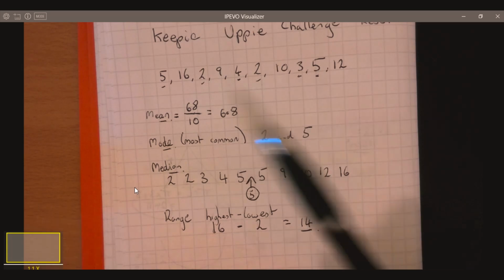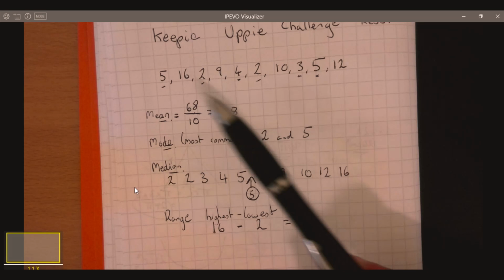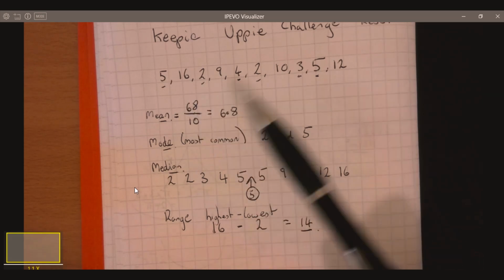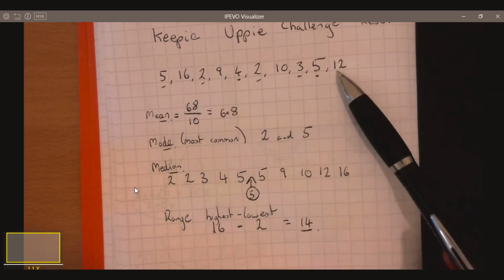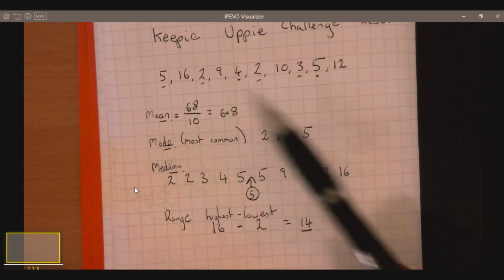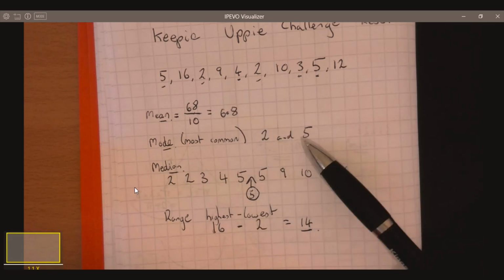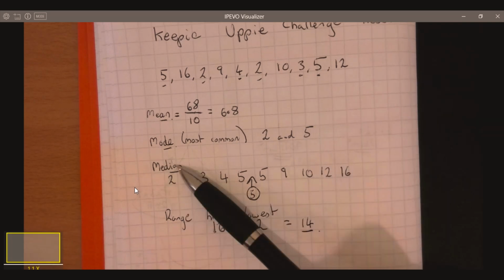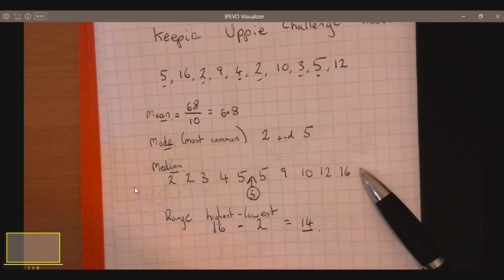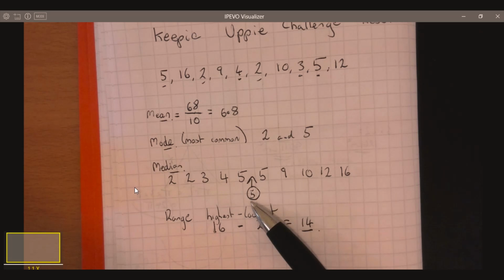Okay, so let's just quickly look at these. So the mean, we add them up and we divide by how many there are. There were 10 of them. The mode, which one's the most common? It's possible to have 2 or 3, or more. The median, put them in order, find the middle. The range is the highest, take away the lowest.